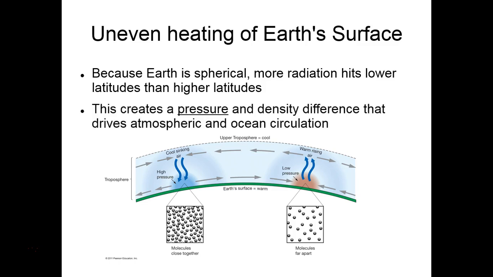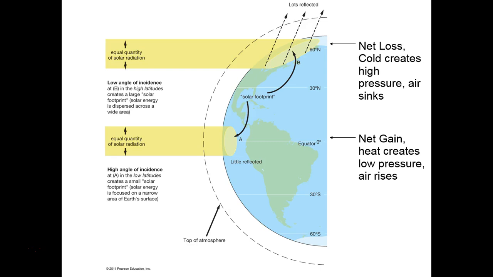Now, that then creates a pressure and a density difference that drives the atmospheric circulation, which then drives ocean circulation. At the equator, you would have a net gain of heat, which would create low pressure and cause the air to rise at the equator. At the poles, you would get a net loss of heat. That cold then creates high pressure, and air will sink at the high pressure.